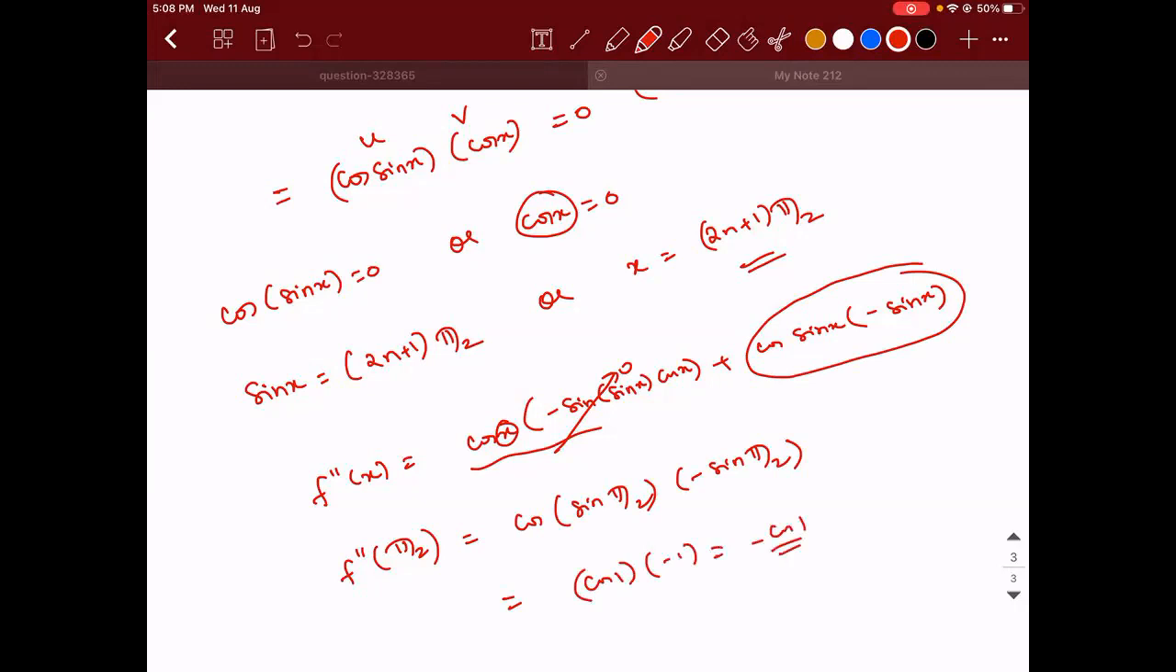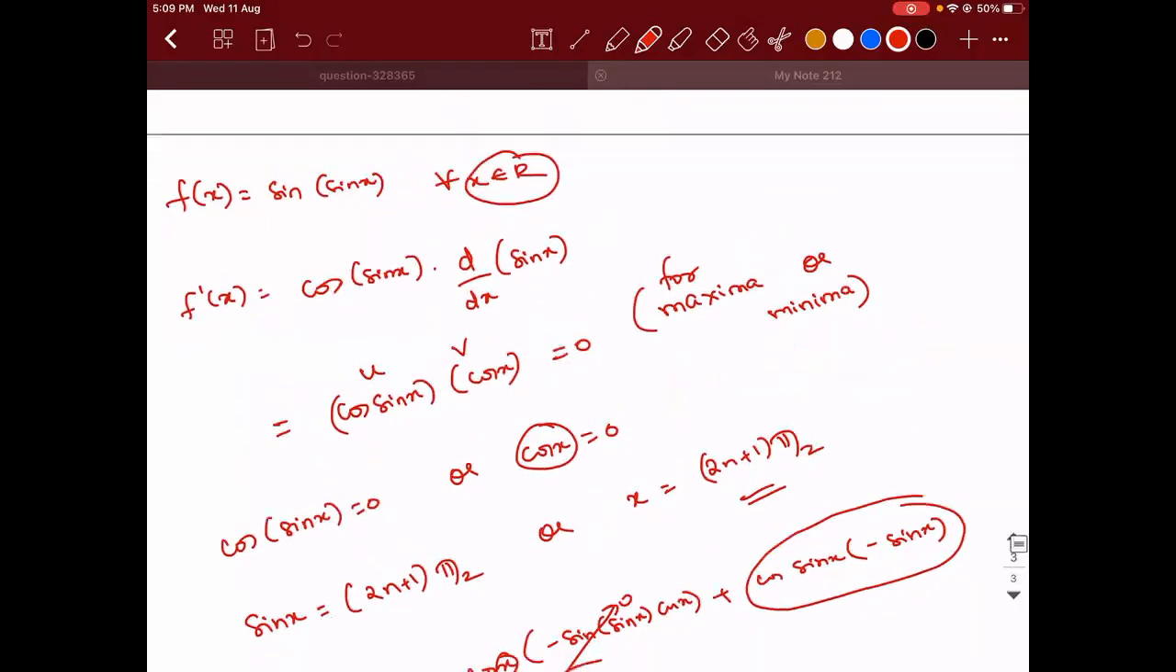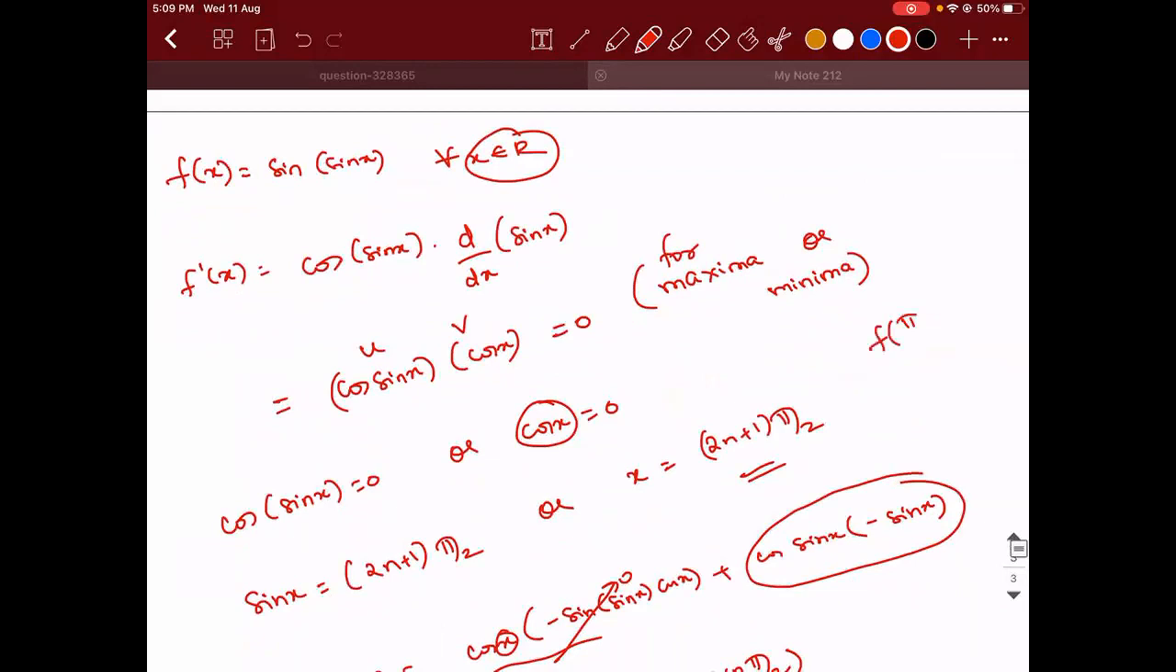But we have to know whether it is a maximum value or a minimum value. But minus cos 1 is a value which is less than 0. Sorry, greater than 0. So greater than 0 means pi by 2 will give you the minimum value. Minimum value is attained at pi by 2. So what is the value of f of pi by 2? f of pi by 2 will be sine of sine pi by 2.